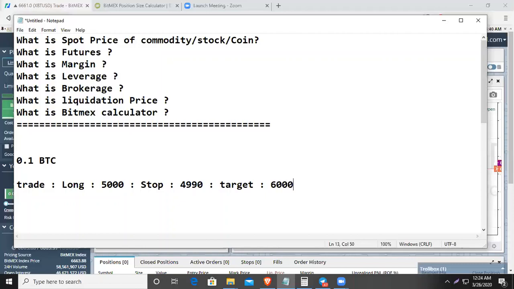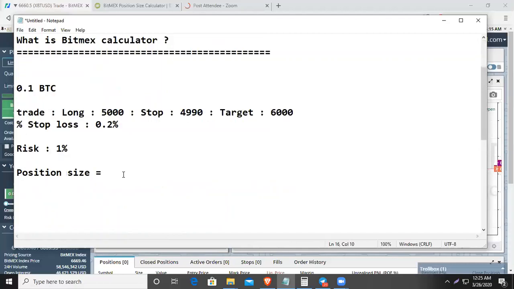Okay, so what is the percentage stop I have now? If I calculate, it's just 0.2%, right? That is my stop loss. Right now I'm not using any leverage and I want to trade this. What would be my position size? My position size will depend on risk. So let's say my risk is 1%.